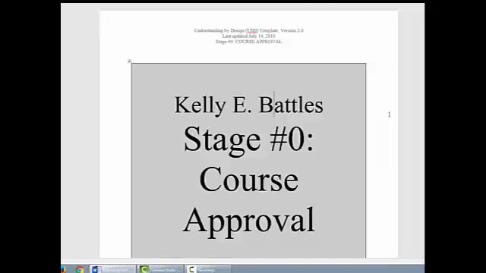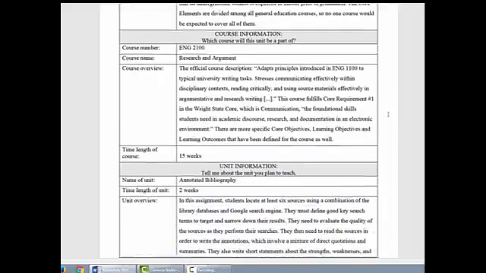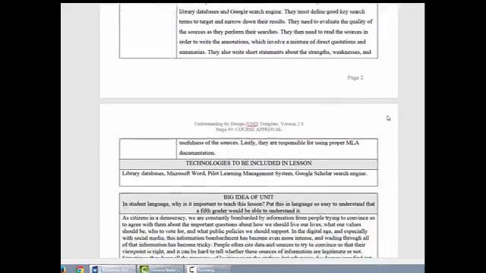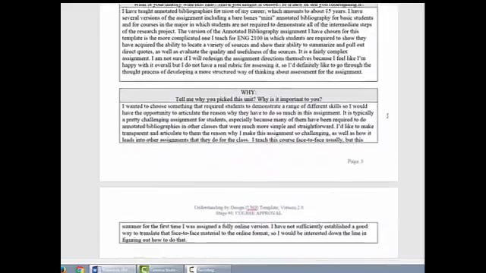Let's get started. Prior to stage number 1, there is a stage 0 in which you give basic information on the course and unit for approval. As you can see, program information, course information, and unit information, as well as the big idea of the unit and your history teaching it.